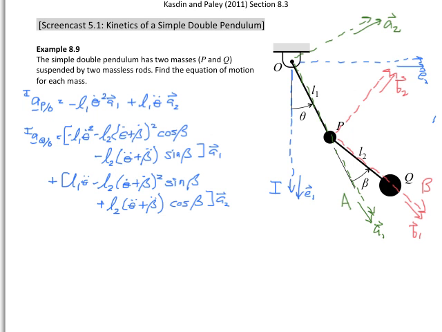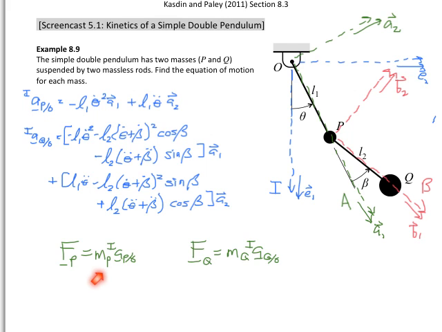And so now we apply Newton's second law, F equals ma, to both masses. This would state that all the forces applied to point P are equal to the mass of point P multiplied by the acceleration of P as observed in the inertial reference frame. And then the second inertial equation is all the forces applied to point Q, or mass Q, is equal to the mass multiplied times the acceleration of that point in the inertial reference frame.